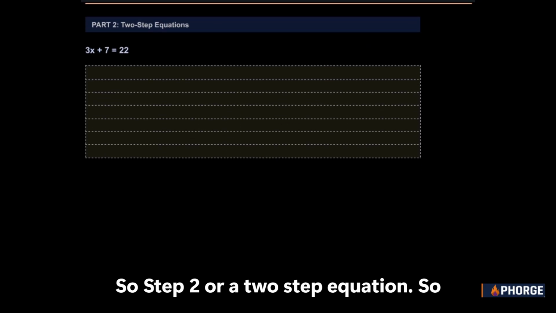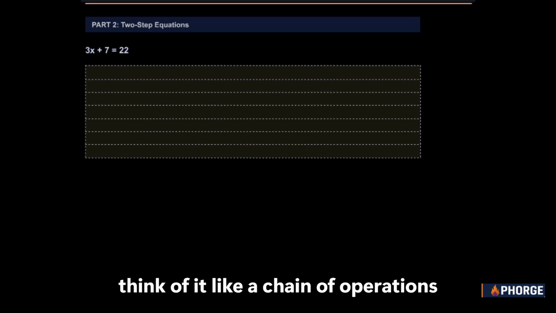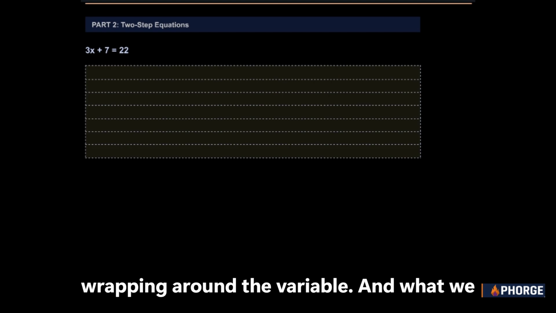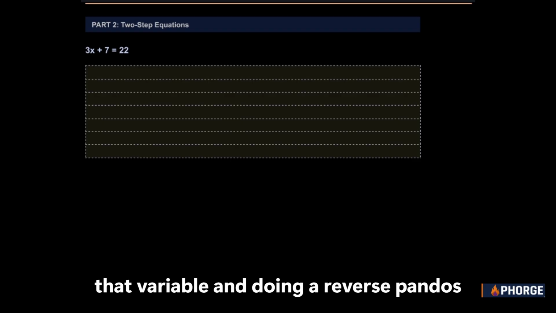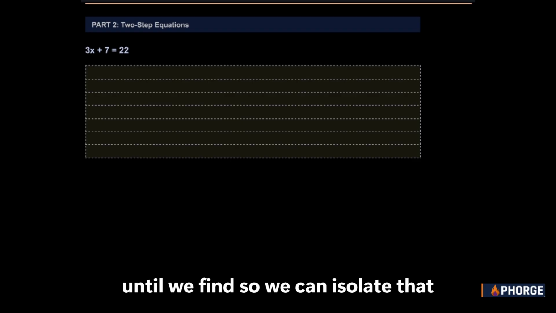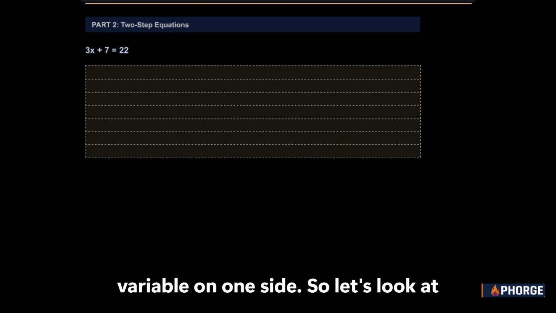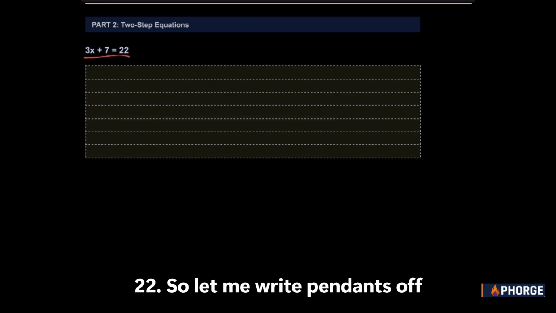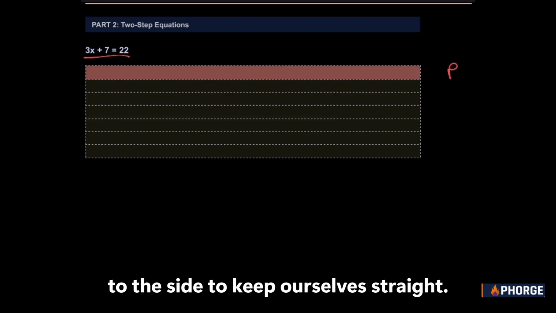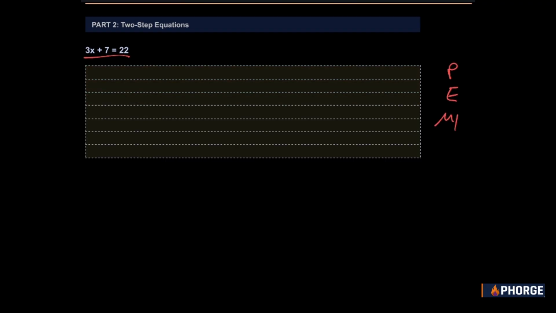Now, a two-step equation. Think of it like a chain of operations wrapping around the variable. What we need to do is unwrap that variable, doing reverse PEMDAS until we can isolate it on one side. So let's look at this equation: 3x plus 7 is equal to 22. Let me write PEMDAS off to the side to keep ourselves straight.